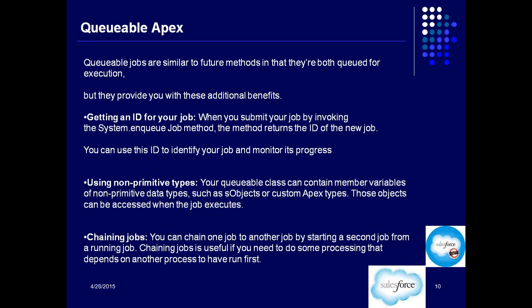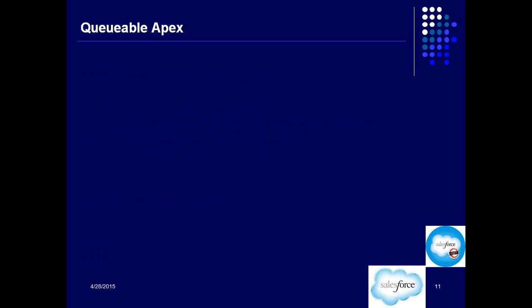This is again something which is not available with our future method. That is the reason why I told you Queueable Apex is something which they have introduced new. Earlier we used to work with the future method, but now with Queueable Apex we have these advantages. You can have your SObjects defined within the class, you can monitor the progress, and you can do chaining jobs. So let's have a look at the example.